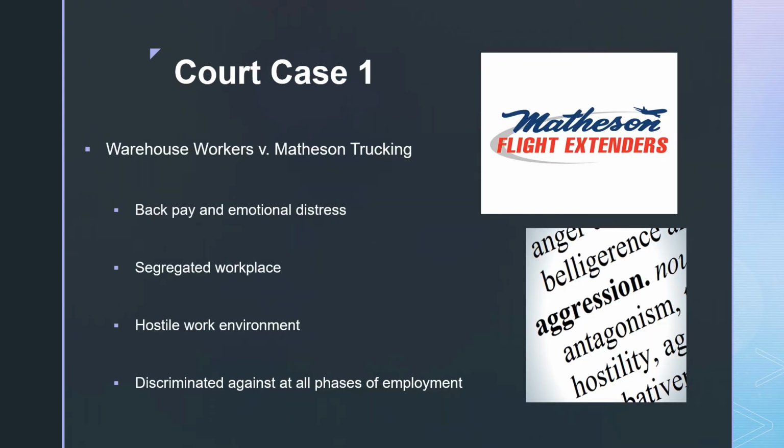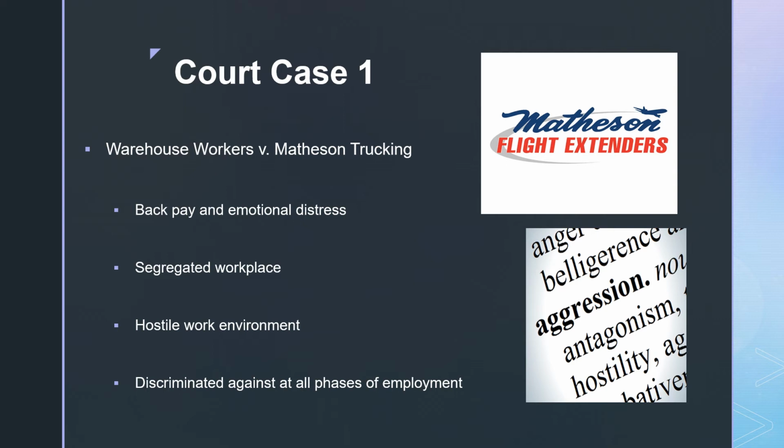The first example I found was from 2015, and I found it in the Denver Post. 7 former employees filed suit against Matheson Trucking, also known as Matheson Flight Extenders, alleging racial discrimination. 6 of the defendants are black, and 1 was a white whistleblower that was fired for questioning the organization and its practices. The defendants were awarded $14 million in damages total. For each defendant, it was over $300,000 in back pay and $650,000 for emotional distress caused by the ordeal.